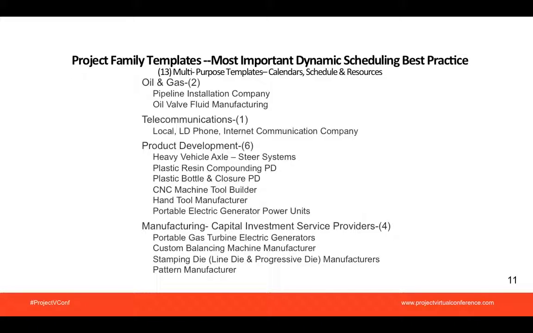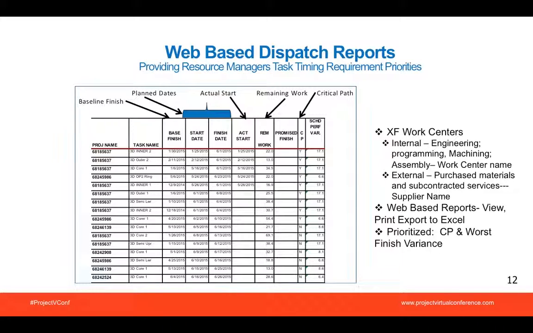So let's take a look at the new PM scheduling innovation, the Resource Manager Capacity Dispatch Reports. Here you'll see a diagram of a tool called the Dispatch Report. These are created using cross-functional work centers. Internally, there's our engineering, programming, machining, assembly, and work centers involved. Externally, you have purchased material of any substance that are buy items, and many times, as I mentioned earlier, subcontracted services. So web-based reports allow you to view, print, and export to Excel these web reports once they are written.